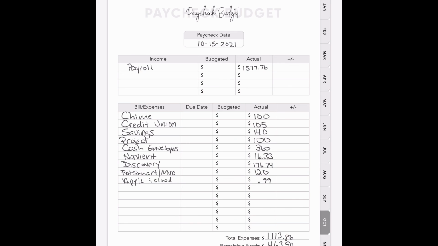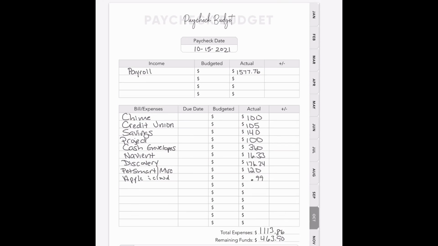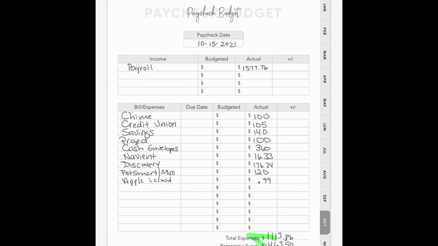So that's what I am looking at for the remaining balance. I'm in the green, and I have remaining funds for this upcoming paycheck. So that is basically it.